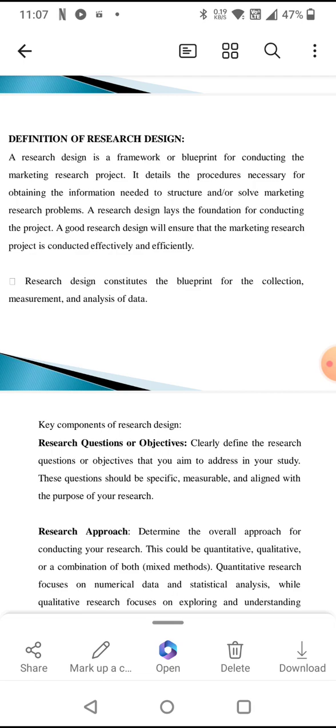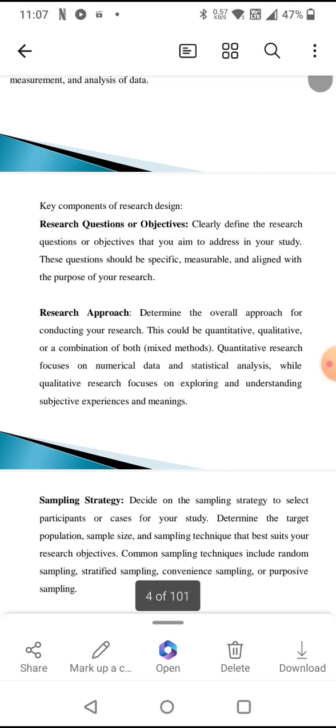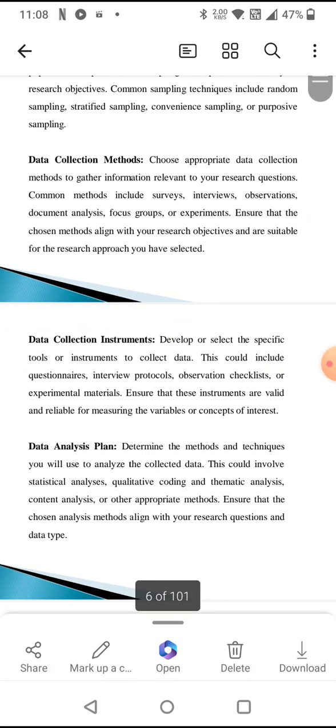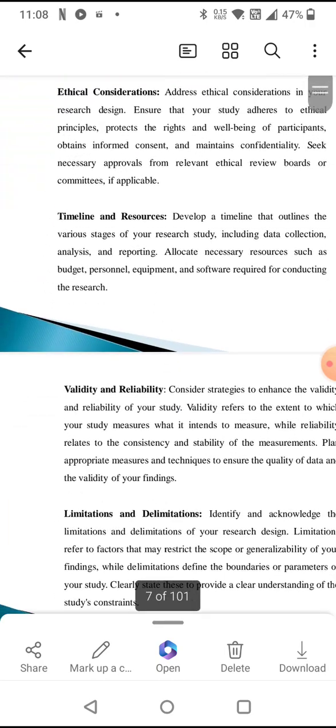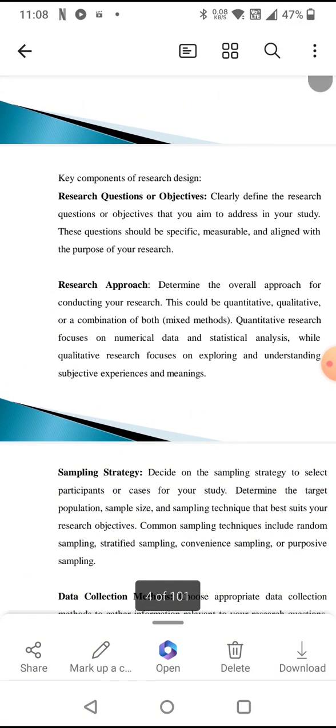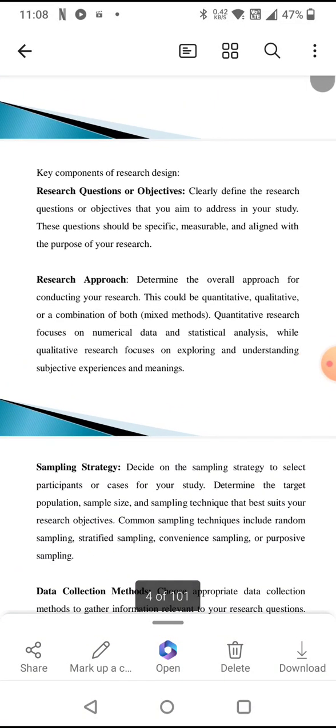So next, moving on to the key components of research design. What are the different key components of research design? First one being the research question or objectives. Next is the research approach, then the sampling strategy, data collection methods, data collection instruments, data analysis, ethical considerations, timeline and resources, limitations, and validity and reliability of the data being collected. So these are the components. You need to include all these components inside your research design document so that the researcher will not have any issues while conducting the research or during the research process.